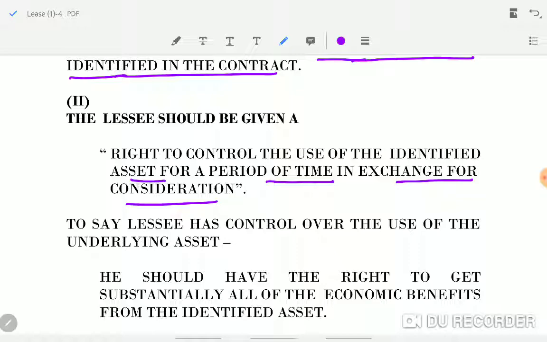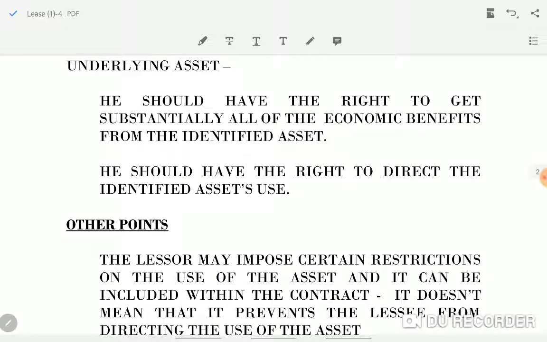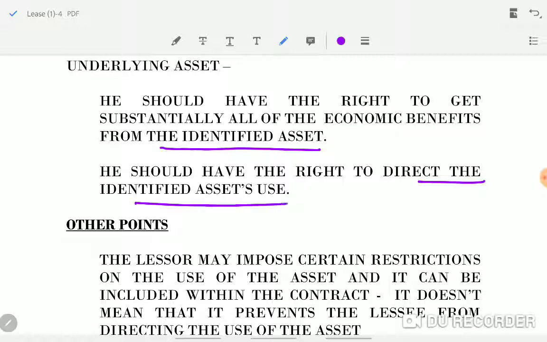The lessee should be given a right to control the use of the asset. Okay, here what they mean by the term lessee should be given a right to control the use of the identified asset is lessee should get almost all the economic benefits by using the asset. That is the meaning. Lessee should have the right to use the asset means he should get almost all the economic benefits from that particular identified asset, because he has the right to direct the identified asset's use. Only if these conditions are there, then we can say the contract is a lease contract.